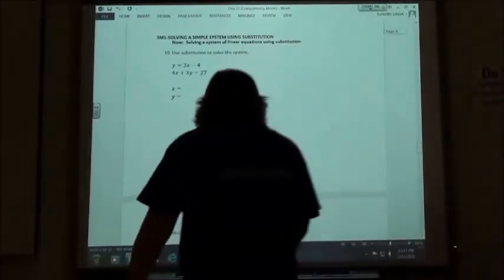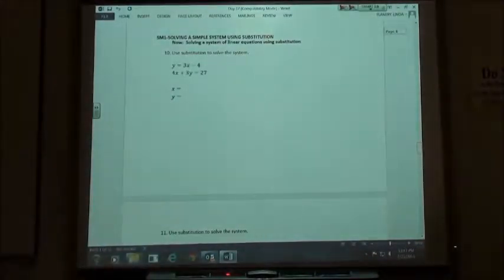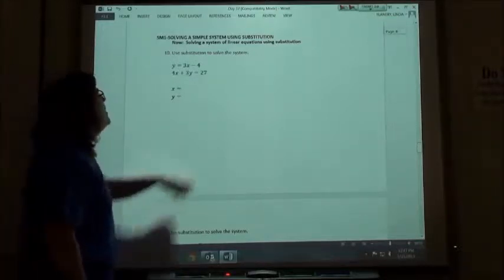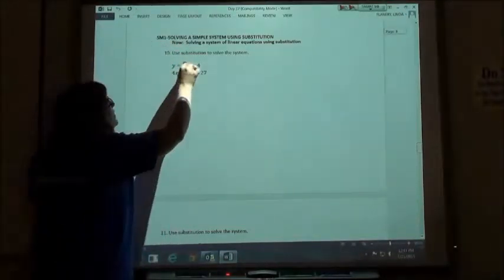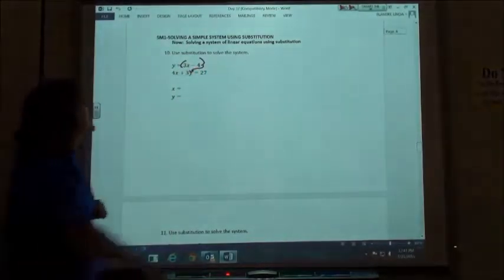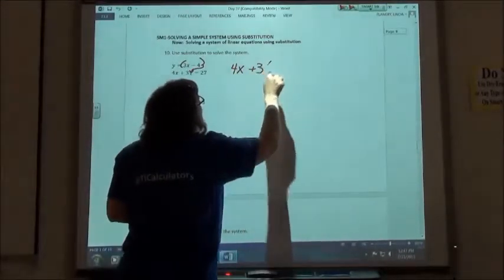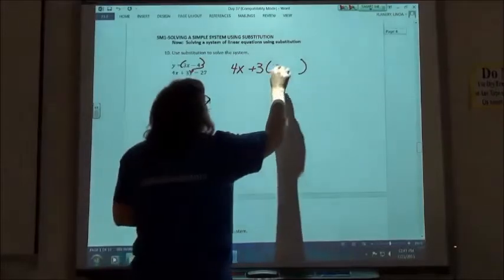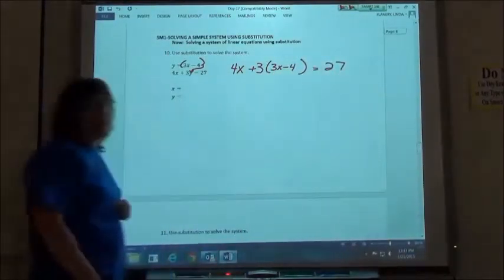Another way of solving a system of equations is by the substitution method. If one of my equations is solved for a variable or is easily solved for a variable, substitution is a good method. In this case, y is equal to 3x minus 4. So we're going to take the 3x minus 4, substitute it in for the y in our second equation. So in our second equation, we have 4x plus 3, and we're going to replace the y with the 3x minus 4 equals my 27.